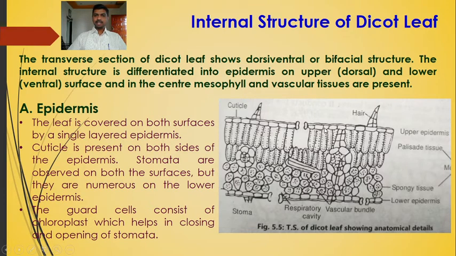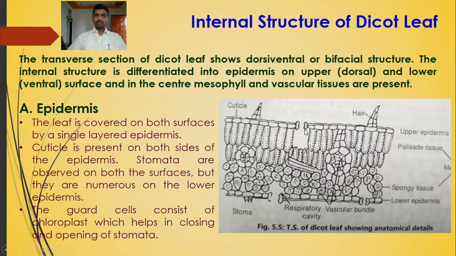The leaf is covered on both surfaces by a single layered epidermis. Here we can see on its lower surface and upper surface the epidermis is present. The cuticle is present on both sides of the epidermis. So above the epidermis there is a layer of cuticle.